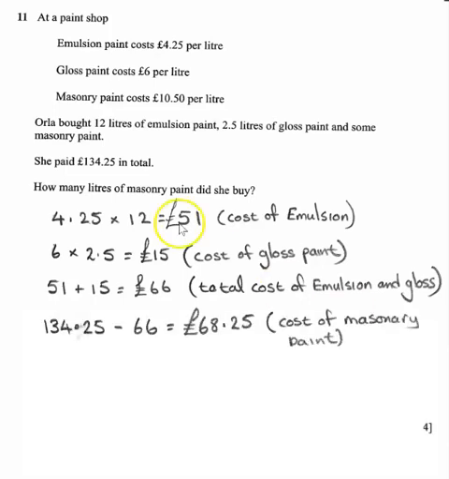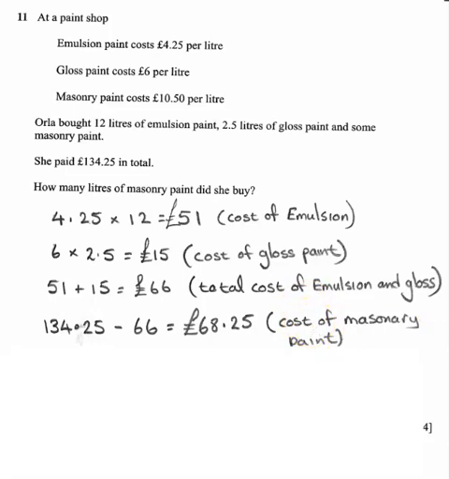And then we get our final price, which is £134.25, and we take this £66 away from that. This £68.25 is the total cost of the masonry paint.